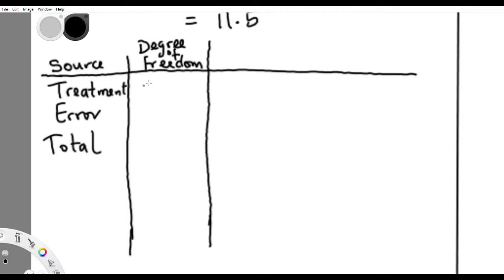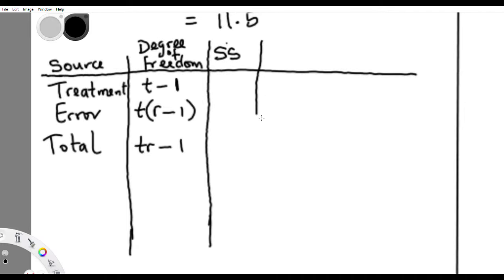Now degree of freedom for treatment, I'm going to write the formula first. That's treatment minus 1. Degree of freedom for error is treatment into brackets replication minus 1, and the degree of freedom for total is treatment times replication minus 1. The next thing to know is the sum of squares. Then here will be the sum of square treatment, which we got earlier. Here will be the sum of square error, the other one, and this will be the sum of square total.